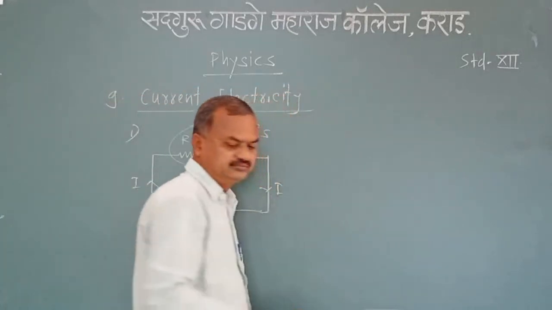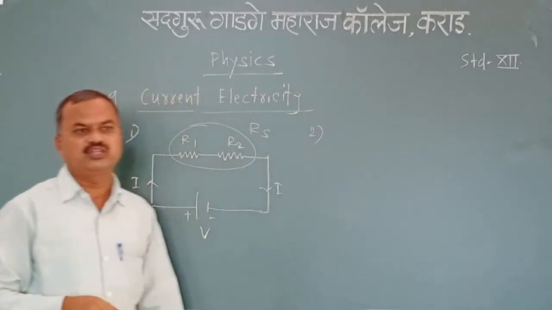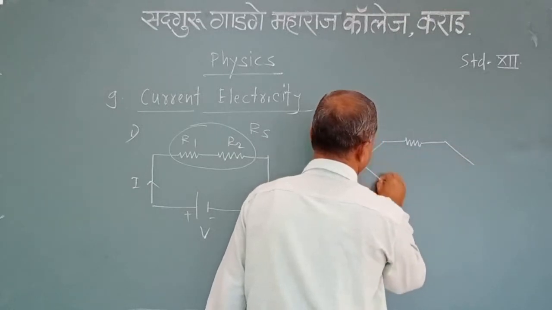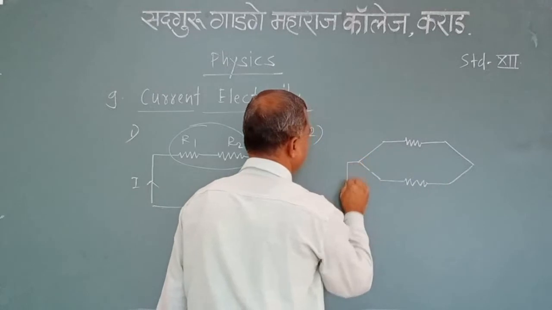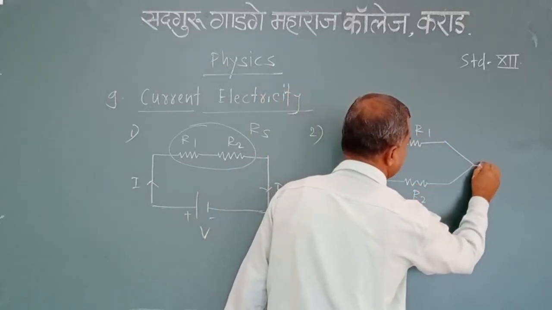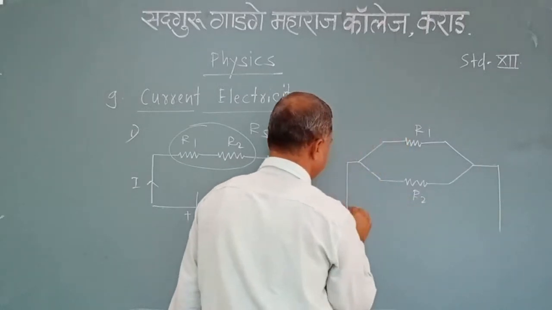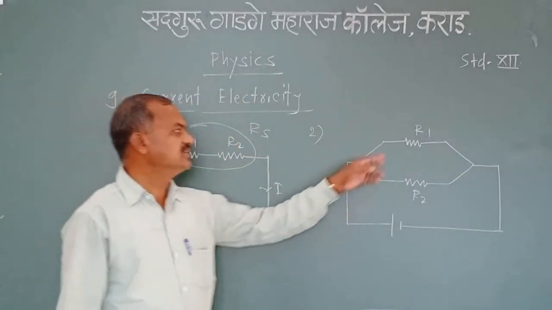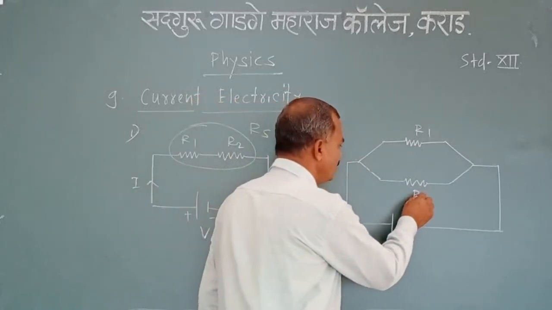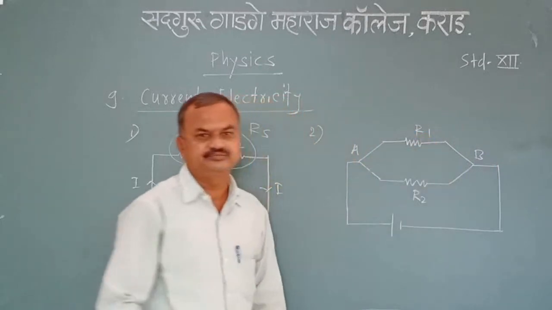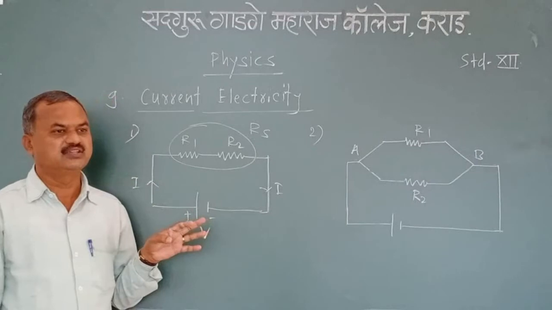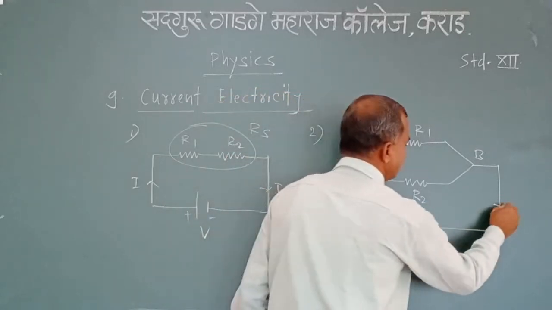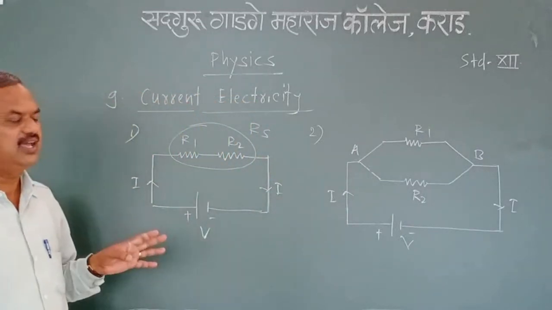Also, we have studied the parallel combination of resistances. When two or more resistances are connected in parallel, like this: this is the first resistor having resistance R1, this is the second resistor having resistance R2, connected between two common points A and B. Then they are said to be connected in parallel combination. Across the combination, connect a battery of potential V so that current I flows through the circuit. Such a combination of resistances is called a parallel combination.